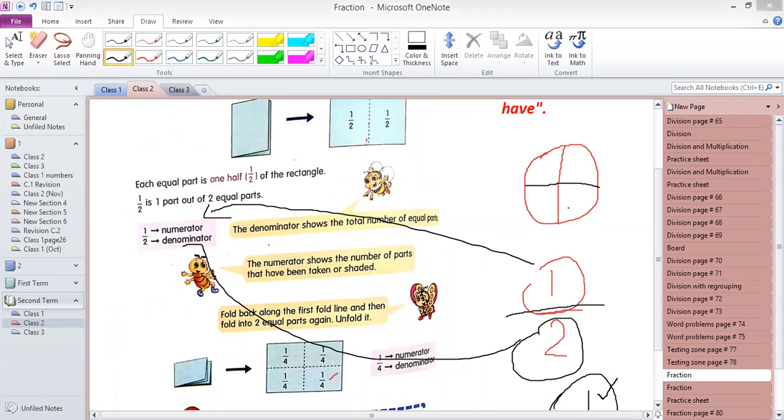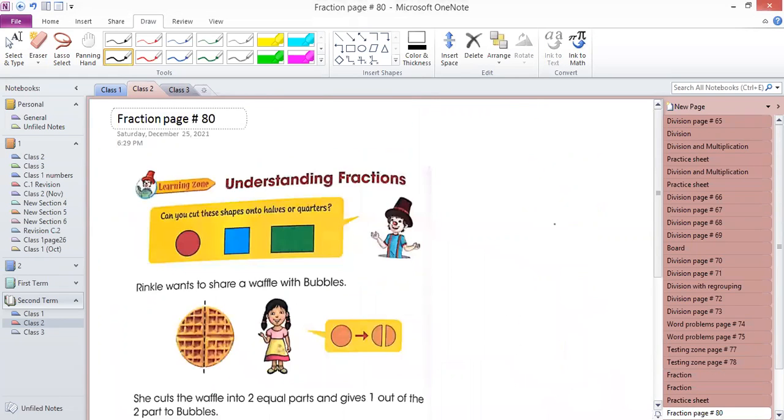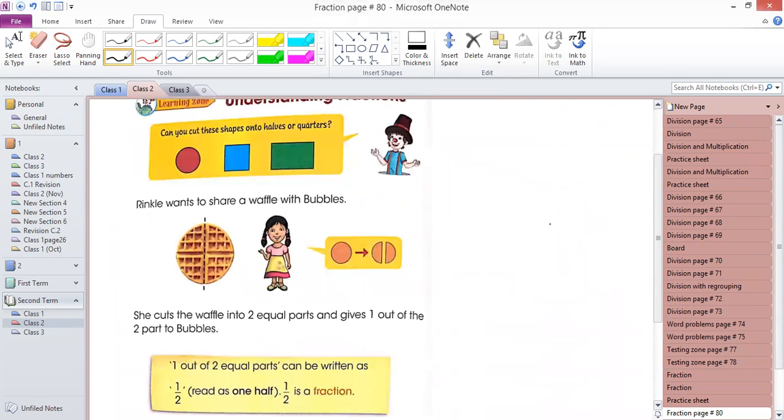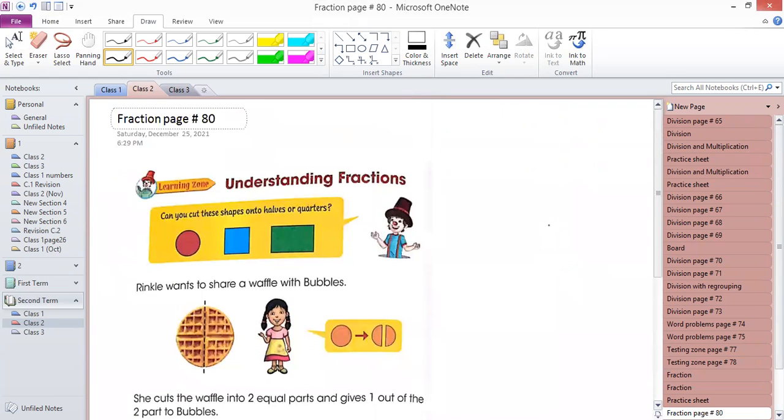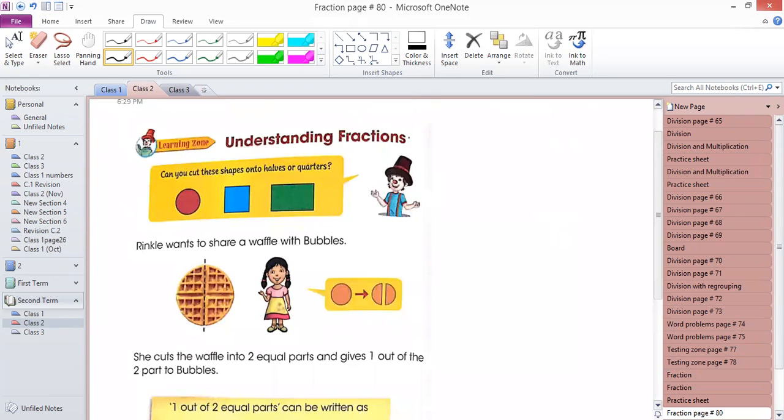Very good. Let's come to the book, guys. On page number 80 of your book. The topic is understanding fraction. Can you cut this shape into halves or quarters? Yes, we can cut this shape into halves. This is half. This is quarter.